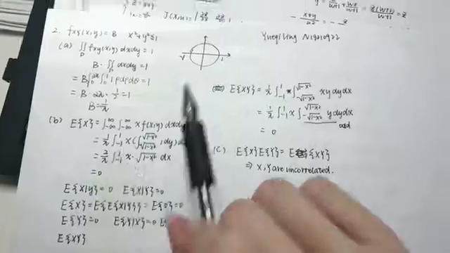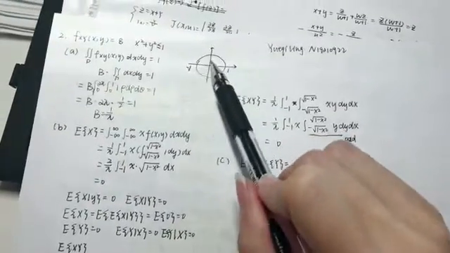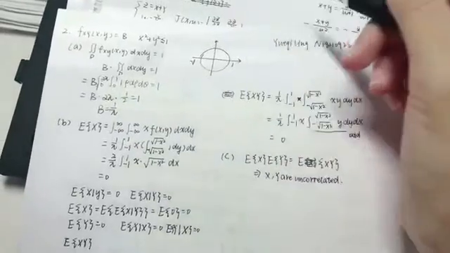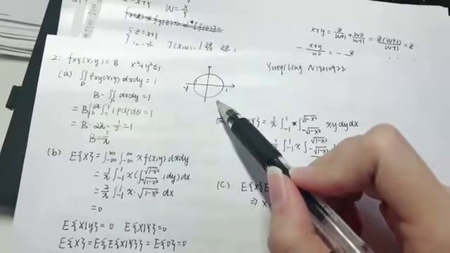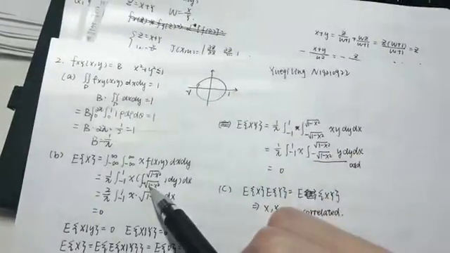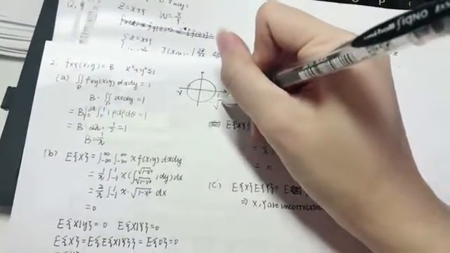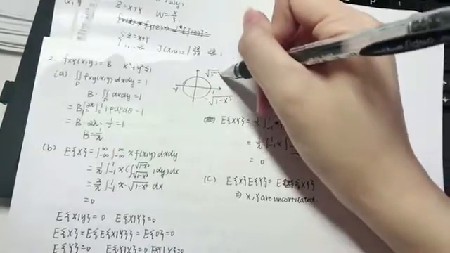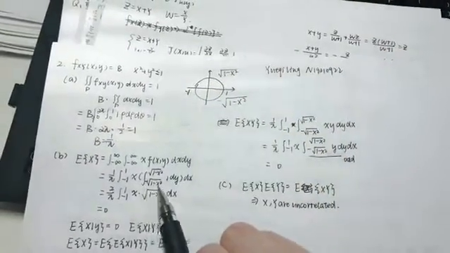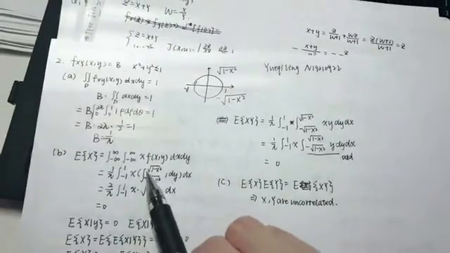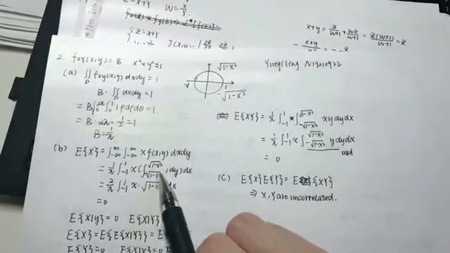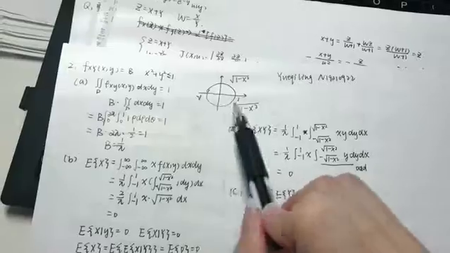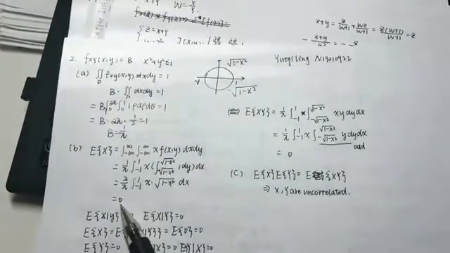So, from the figure of x and y, we can get the integral where y is from minus square root of 1 minus x squared to square root of 1 minus x squared, and x is from minus 1 to 1. So we calculate the integral, and we get the expectation of x equals 0.